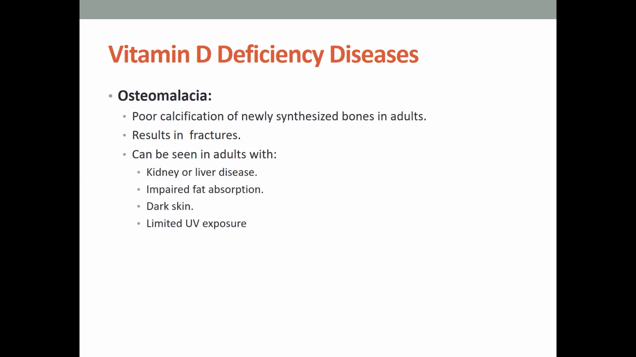So the adult version of rickets is something called osteomalacia. So it's basically disease of your bones. This is poor calcification of newly synthesized bones in adults. It can result in fractures or breaking of the bones. We tend to see it in adults with kidney or liver disease because those organs are both important for making the active form of vitamin D, impaired fat absorption, dark skin, and those who don't get a lot of sun.